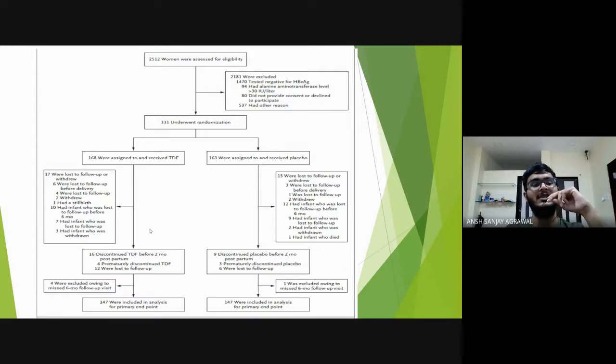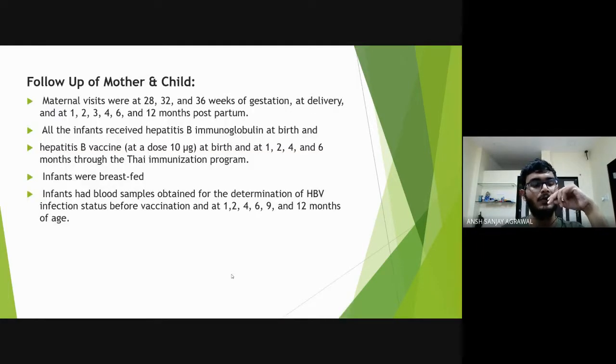After all of these attrition factors, 147 were included in the analysis for the primary endpoint in both groups. When I talk about this 147, I'm talking about the number of infants here, but it also applies to the mothers because it was a mother-infant pair, so one mother and one infant. There was a case of twins, but that was only one pair, and we'll look at how the researchers handled that.